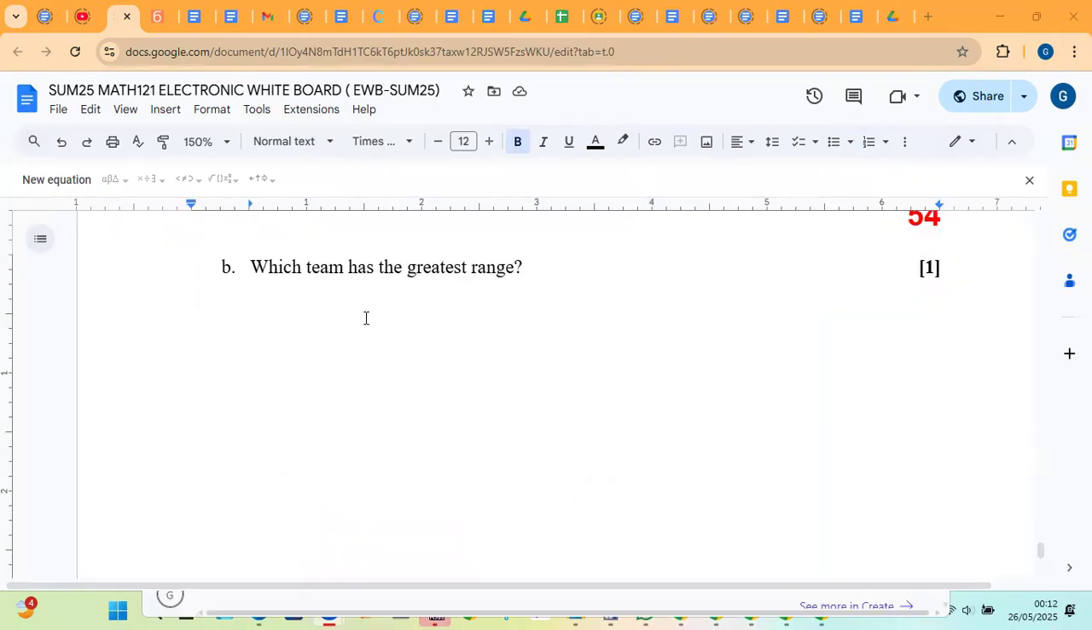Part B is asking which team has the greatest range. And we know the range is the difference between the highest value and the lowest value. And it also gives you the spread of the box plot. So the team with the widest box plot has the greatest range.